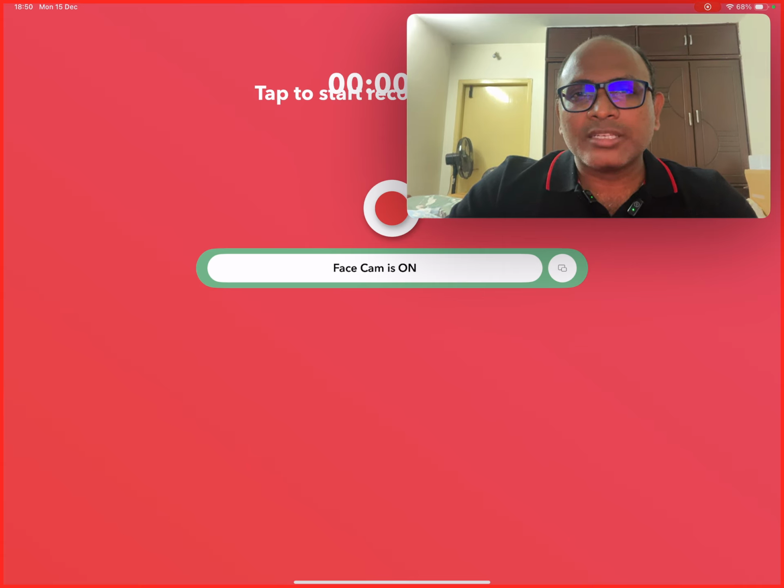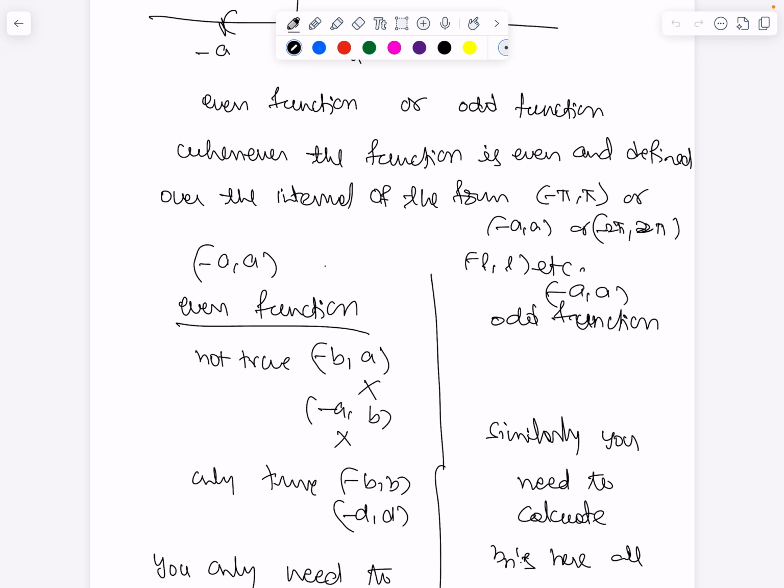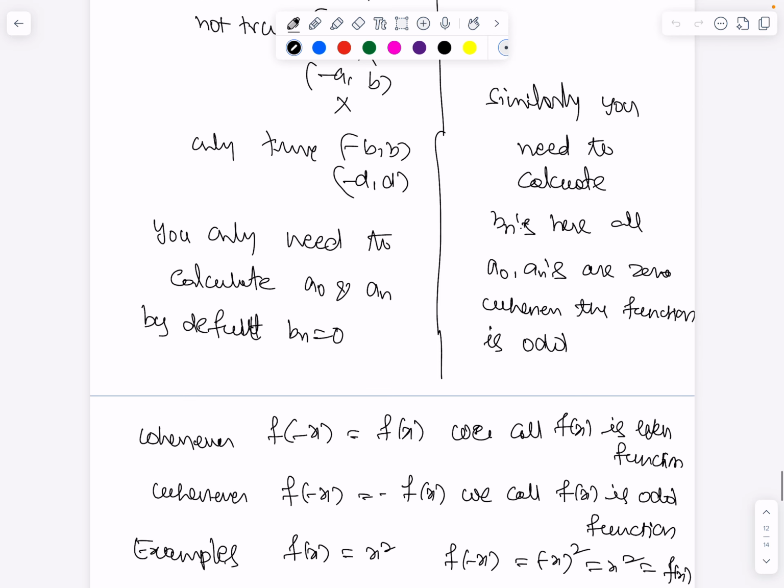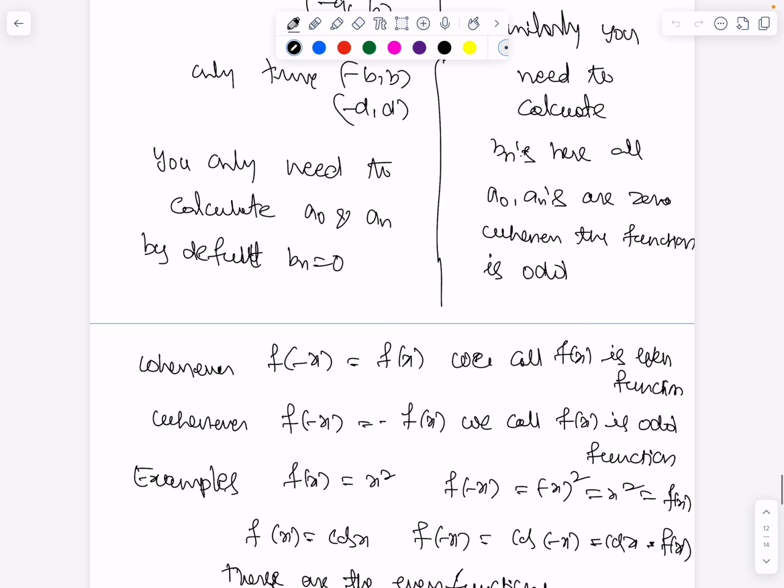Today I will be covering Fourier series, in continuation to the previous lecture, part 1. Today I will be discussing even and odd functions, and how to write the Fourier series for even and odd functions. Let me take you to the examples. In the part 1 lecture I gave an introduction to even and odd functions. Again, we will recall those definitions.